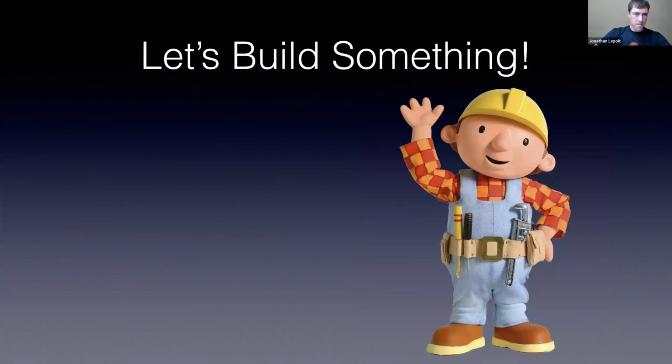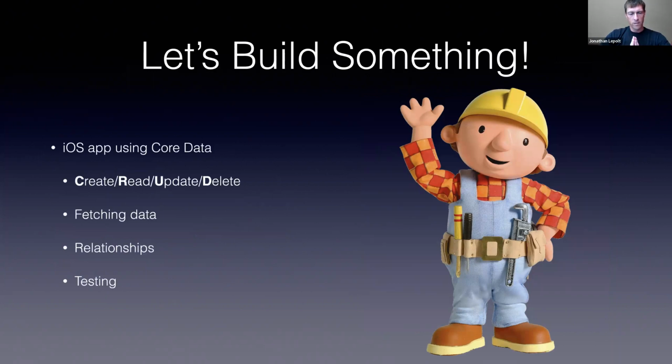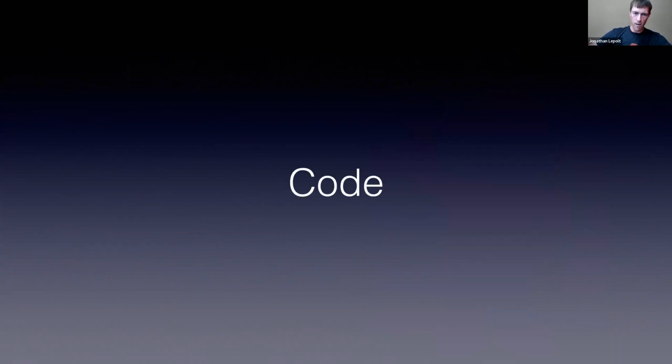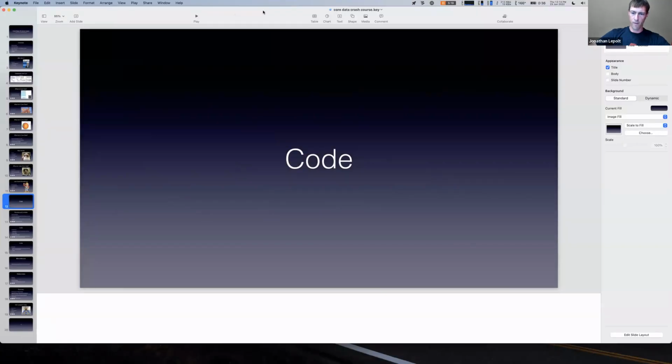Now let's build something. What we're going to do is build an iOS app using Core Data. We're going to implement some basic CRUD operations, so we can create, read, update, delete. I'm going to show you how to fetch data. We're going to build some relationships. And then, of course, we're going to cover unit testing, because we care a lot about unit testing and it's really important. Before I jump into the code, do we have any questions up front?